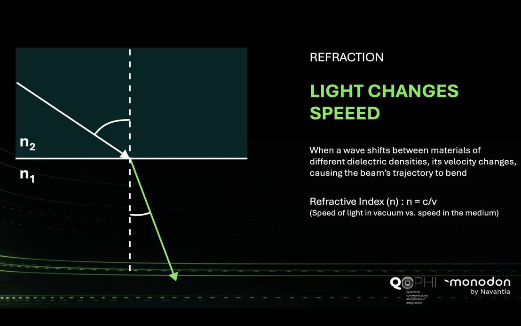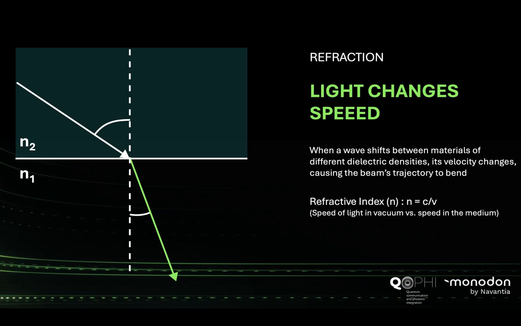So, why does refraction actually happen? The key idea here is that light doesn't travel at the same speed in every material. In vacuum, light travels at its maximum speed, but when it enters another material like glass or water, it slows down. This change in speed causes the light to bend.